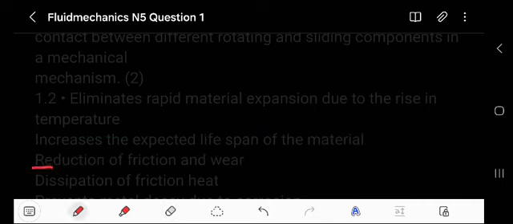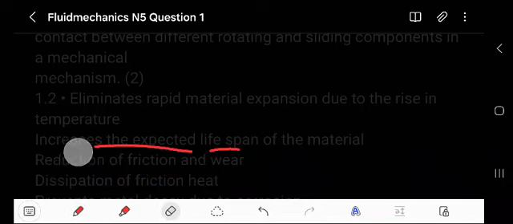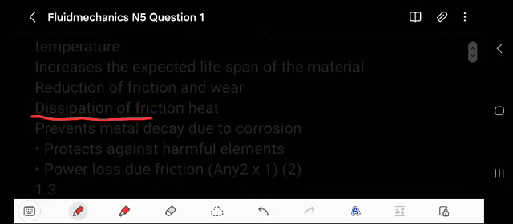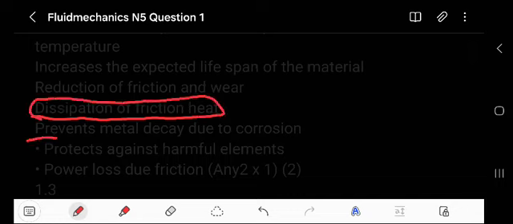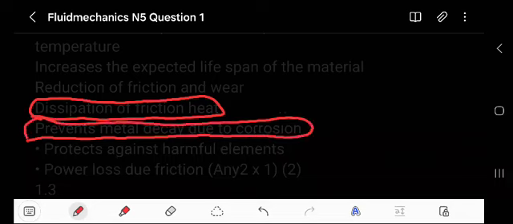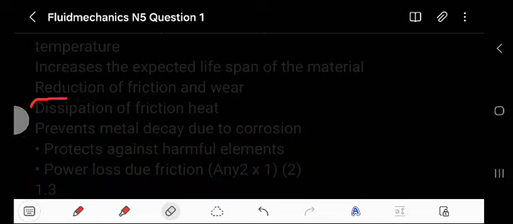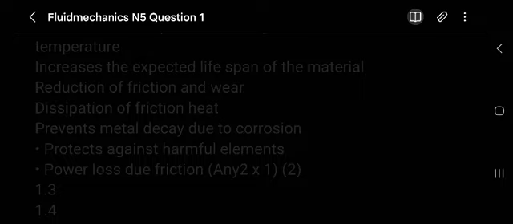Then the reduction of friction and wear. Yes, reduced friction and wear. Dissipation of friction heat, I've told you this. Prevent decay due to corrosion, protect against harmful elements, power loss, friction. Any two of these, you will have your marks there. Good.